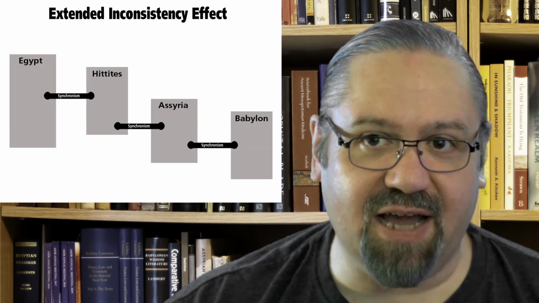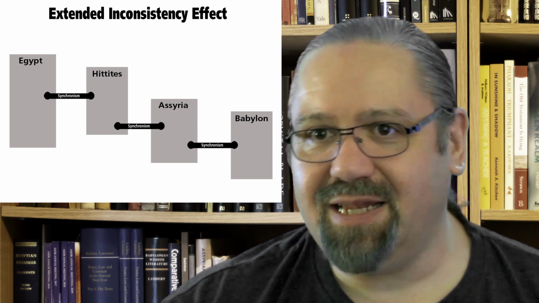Now, the importance of limiters to doing a chronology is not just that they lock up these two, but limiters exist across the ancient Near East. So what happens is, if you have enough of these limiters, the entire chronology of the ancient Near East locks up in place. So it limits how much movement a chronology can have. Furthermore, second-degree synchronisms can create an extended inconsistency effect.